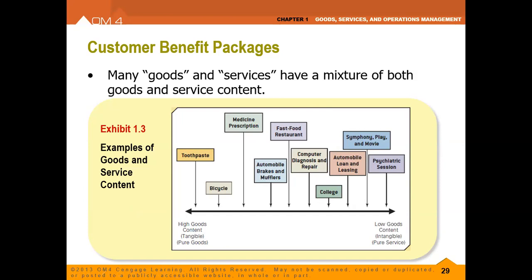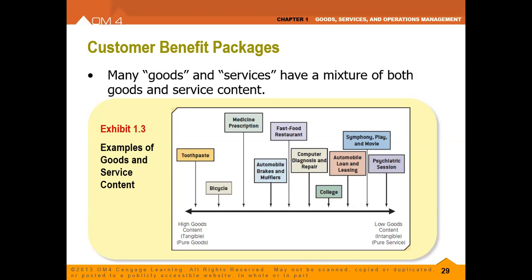Then symphony, plays, movies. They don't really have goods, like at a movie, you have popcorn, so they have a minimum. And now I love Movie Tavern. You get to eat there, so you actually get food. And sometimes you buy souvenirs from the different plays or shows or symphonies. Sometimes they sell CDs after the symphony. And toothpaste is purely a good. You don't really get any service, right?